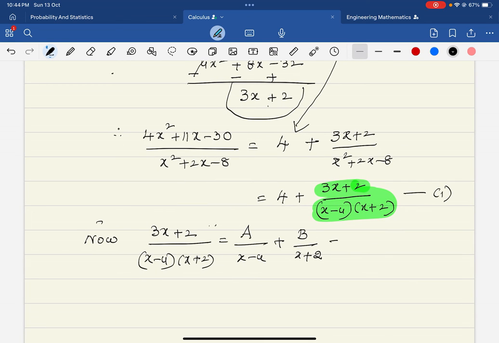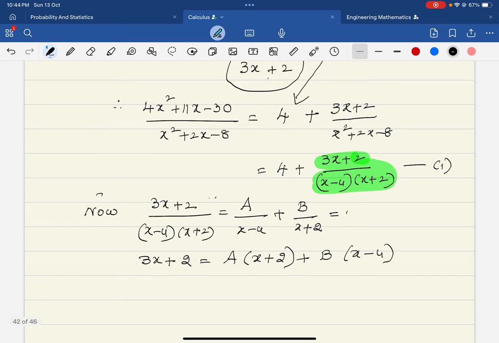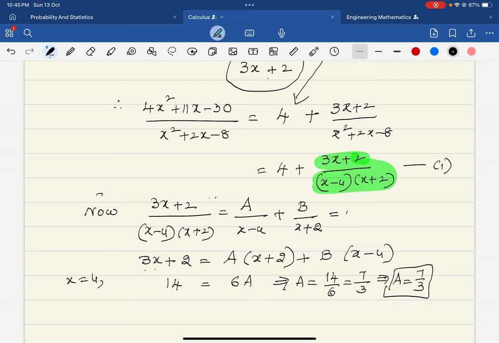Now how will we rewrite this? 3x plus 2 is the numerator on the left hand side, and the numerator on the right hand side is A times x plus 2 plus B times x minus 4. Like that we can write. Now when you put x equal to 4, 3 times 4 is 12 plus 2 is 14, and 4 plus 2 is 6A. So the value of A is 14 over 6, or 7 over 3. Value of A is 7 over 3.